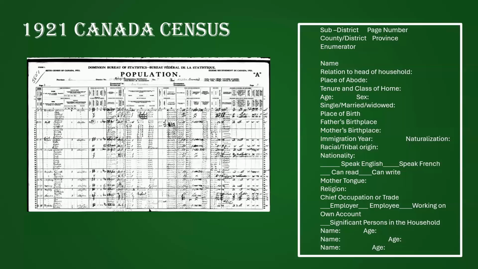For working families, it adds details about occupation or trade, whether you were an employee or an employer, clarifying whether someone was self-employed, a wage earner, or working on a commission. It also introduces housing data, such as whether a home was rented or owned and how many rooms it had. So you can get a lot more information about your ancestor.